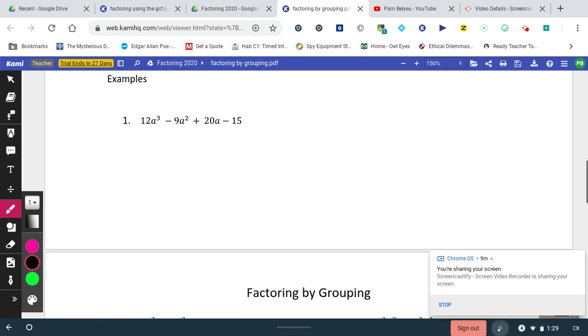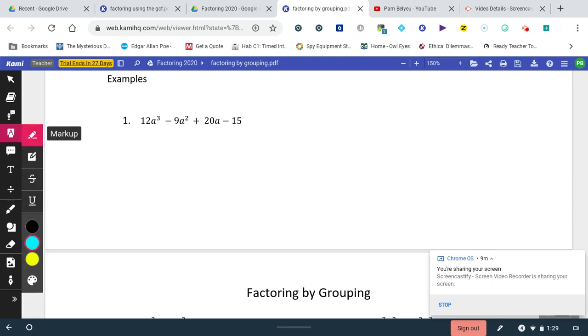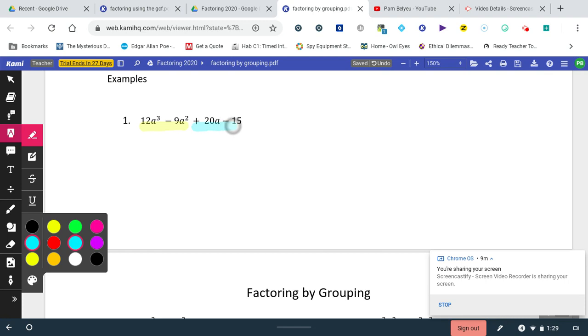Okay, so let's take a look at it. I'm going to group, but I highlight mine. So I group things that have something in common. I group things that have something in common. And I'm just going to highlight or underline. So I'm going to group 12a cubed and negative 9a squared. And then I'm going to group positive 20a to the 5th, positive 20a minus 15.